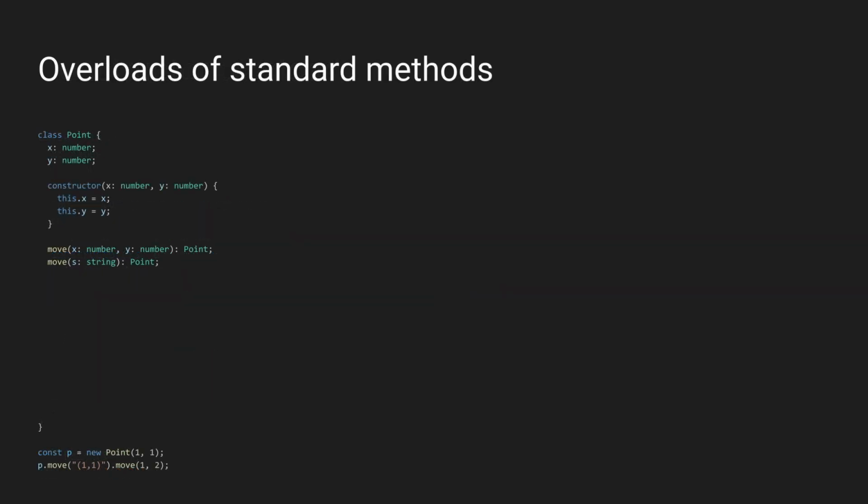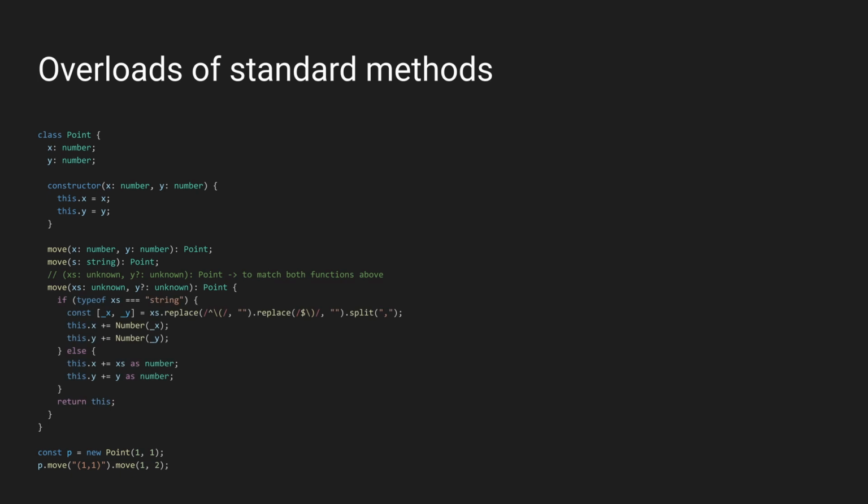Overloads can also be defined for standard methods. We are creating the move method that will have similar logic as the constructor from the previous example. We have two different ways of calling this method. We create a general third one that is handling all input options. The mechanism is working as previously.